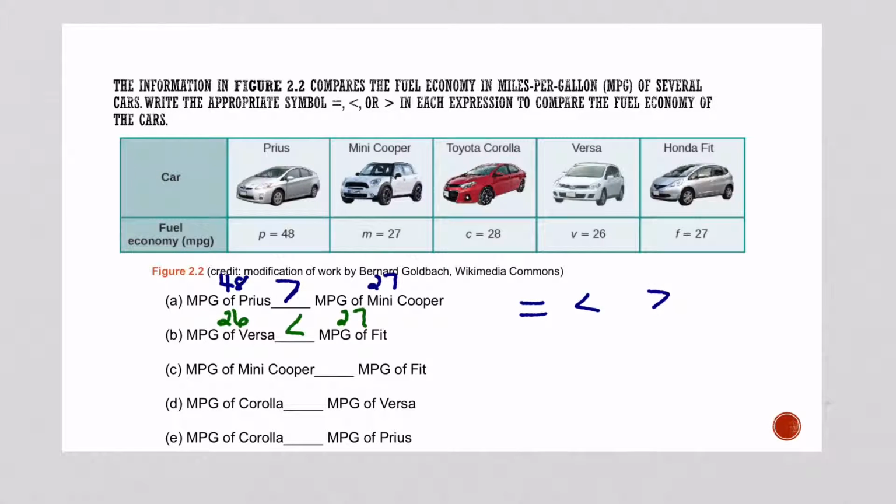The Mini Cooper is 27. The Fit is 27. These guys are equal to each other. Now I've got the Corolla is 28. The Versa is 26. So the 28 is larger. The Corolla is 28. The Prius is 48. So the 48 is larger, so I would do a less than symbol there.